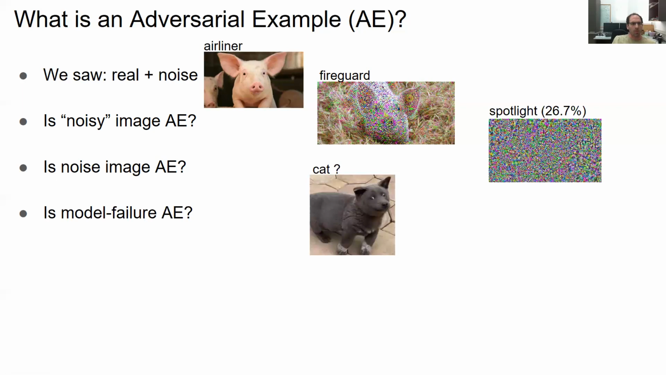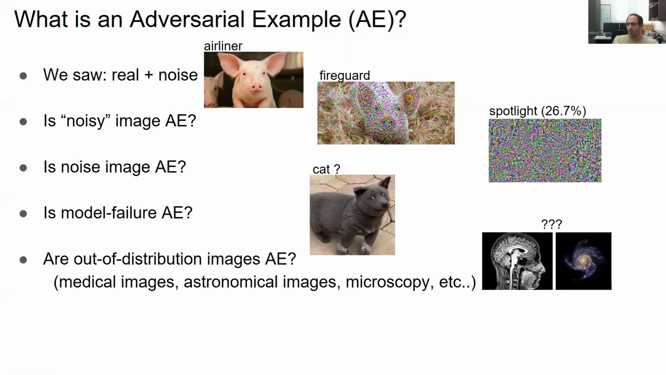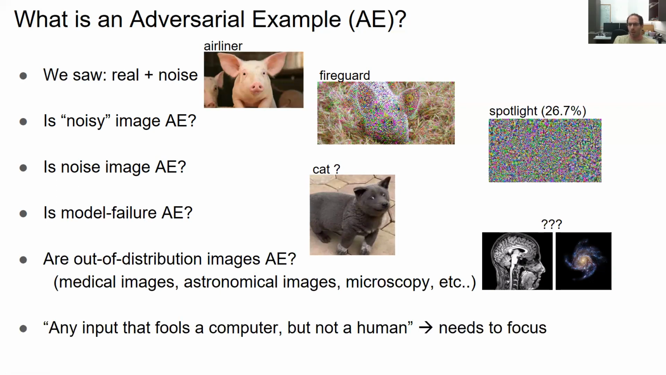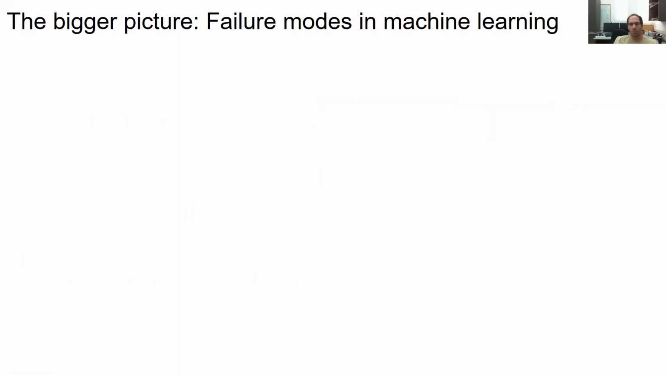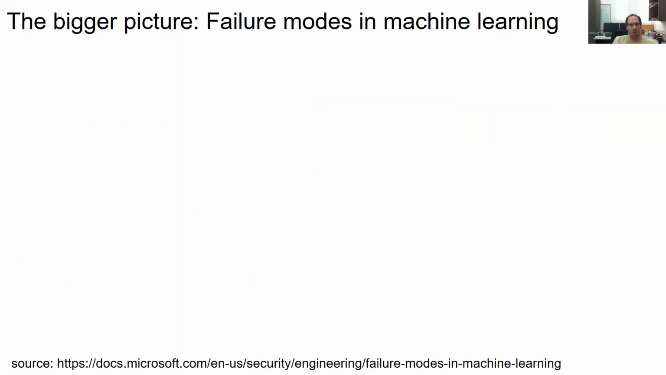What about just model failures? What about just images that the classifier fails to classify, and just random images that were not supposed to be fed into the classifier to begin with, like out-of-distribution images? So my point is that this definition needs to be a bit more focused. And I want to say a word about the bigger picture here, which is failure modes in machine learning. There is this nice blog by Microsoft security guys, and they made a very long list of failure modes in machine learning.